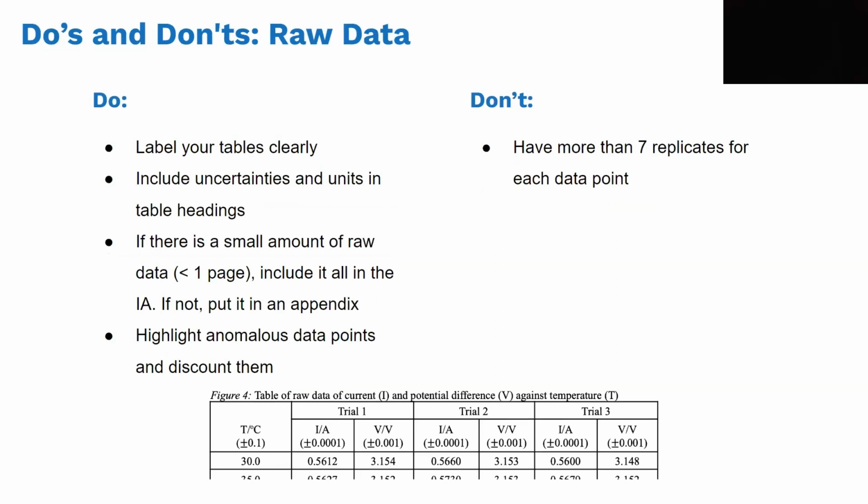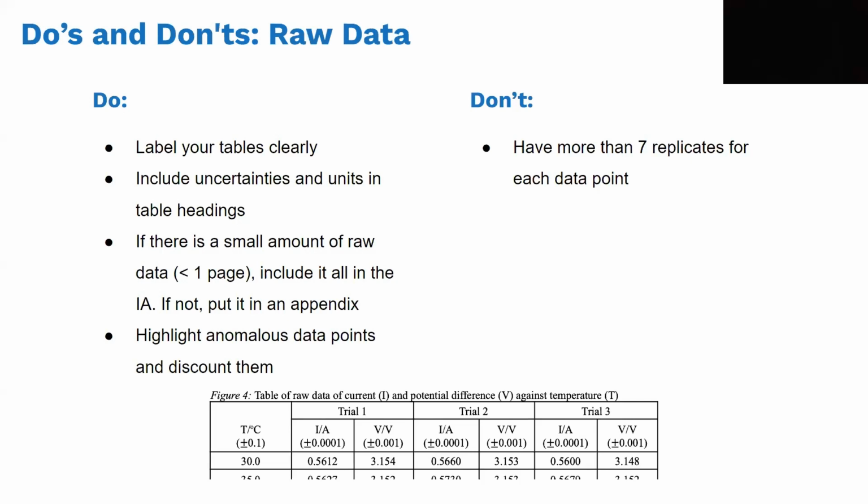Highlight anomalous data points and discount them. If you notice that a particular data point within a set of repetitions is anomalously high or low for no particular reason, you should highlight it, label it as anomalous, and discount it. That is to say, you should remove it from the calculations and pretend that it never happened. Don't. You should not have more than 7 replicates for each data point. It's a waste of time.